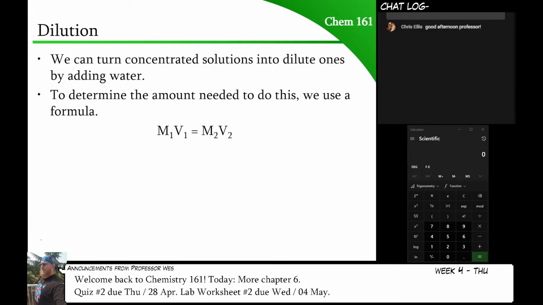All right. Now, what do the terms mean? Well, if I draw a line down the middle of this equality, and then I label the sides here. Everything on the left with a 1 is going to be our stock solution. This is what you have before you do the dilution process.